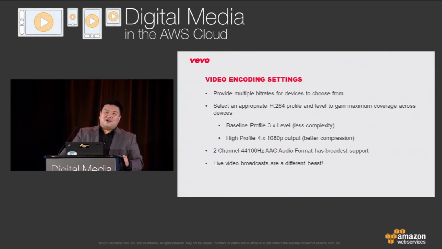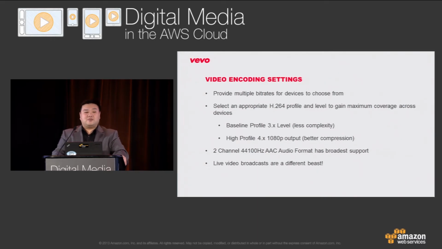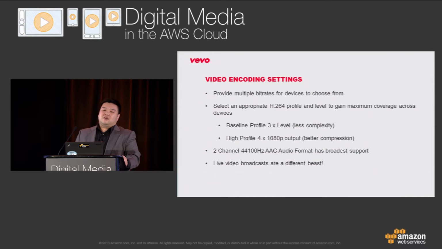With a high profile, like at a 4x level, you can encode and support decoding of video for playback at 1080p levels, and you have much better compression. The trade-off to that is that some of those older devices, like let's say an iPhone 3GS or something like that, might have limited capability to decode those types of videos.